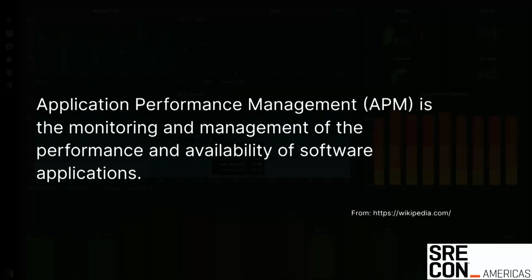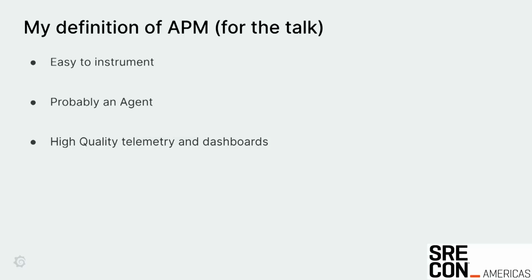So for this talk, I'm going to define APM my way, because again, I'm giving the talk. I get to define what APM is. So my definition of APM is, it's a system which will let you easily instrument your application, probably with an agent. And then you have a high-quality set of telemetry and dashboards exposed by this framework or tooling that you can then use to monitor and understand what your application is doing. I want to highlight the part, probably an agent.